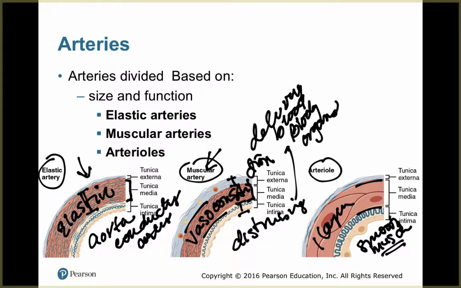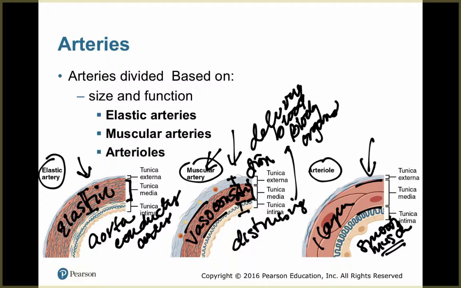So for the most part, you're getting a lot of pressure coming straight out of the heart. So they have to have some flexibility to smooth out all the different pressure fluctuations due to the heart action. Once we get a little bit farther from the heart, which is the muscular arteries, it's, okay, we need to deliver blood to certain parts and certain organs. Essentially, we're going to do that by either constricting or dilating the arteries in this area to increase the flow or decrease the flow of blood.